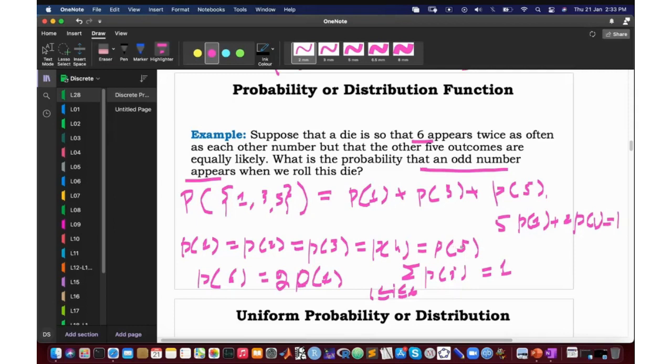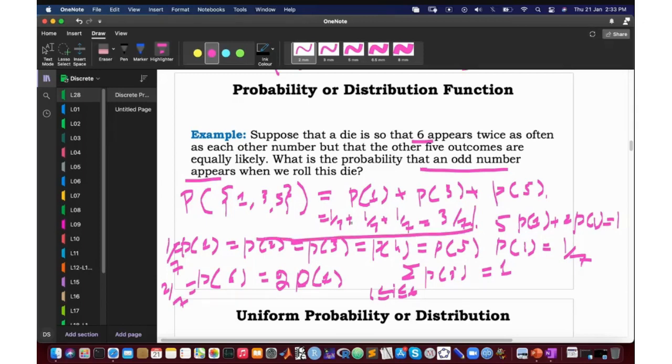So I would get probability of 1 is 1 over 7. Okay. For all of them, this is just 1 over 7. For 6, this is going to be 2 over 7. Great. So it's 1 over 7 plus 1 over 7 plus 1 over 7 for each one of them. So it's 3 over 7 for this event. All right. Is everyone following, or did we lose someone here?